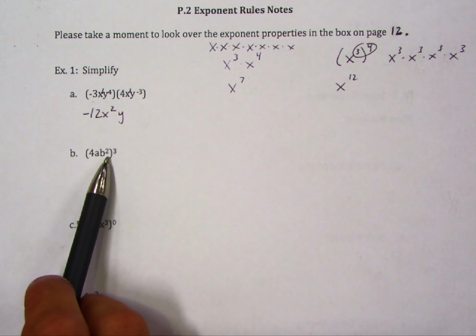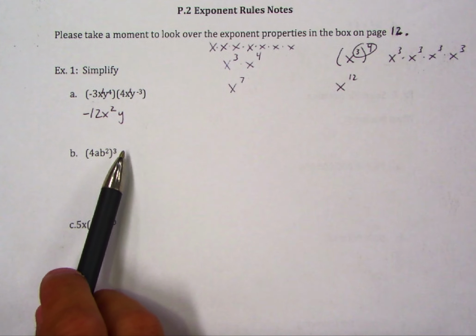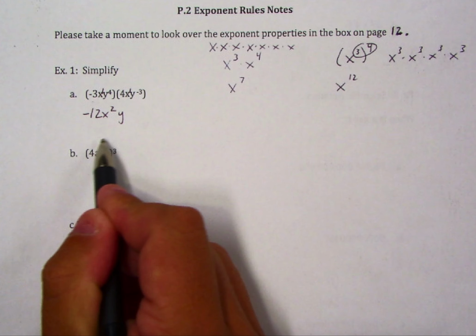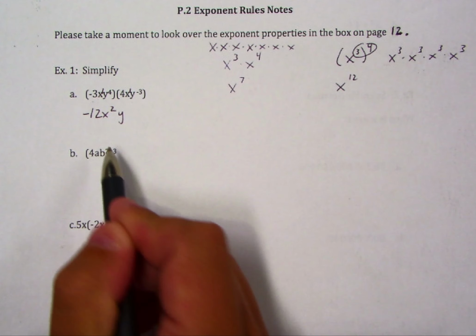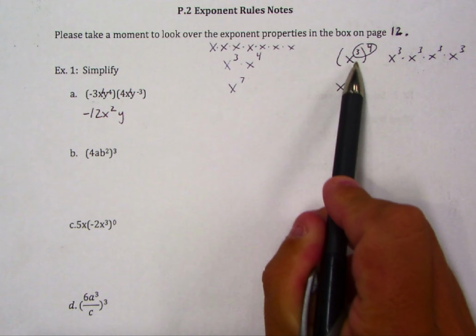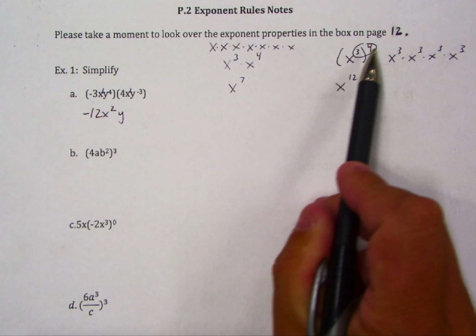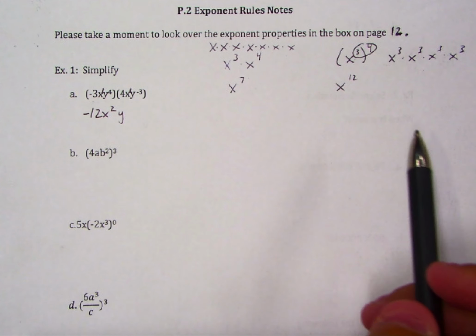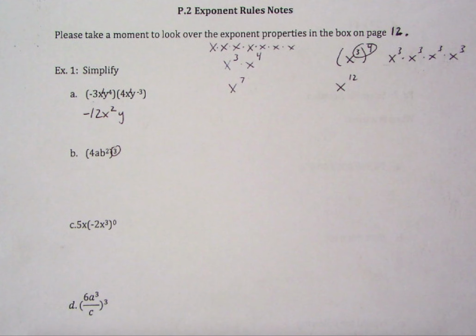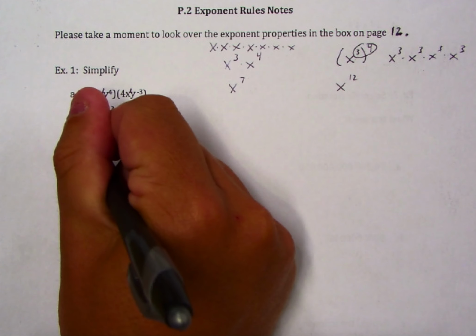On B, well, now when you have all this stuff being raised to the third power, it's kind of like this 3 is being distributed inside to all these exponents inside of here. And think about what we just talked about. Power to a power, you're multiplying those, and that's why we're getting a 12 right there. Well, okay, let's do that. So this 3 has to be distributed to all the exponents inside.